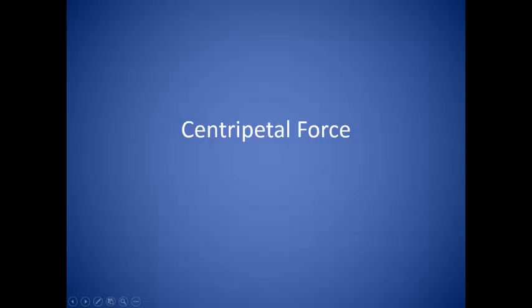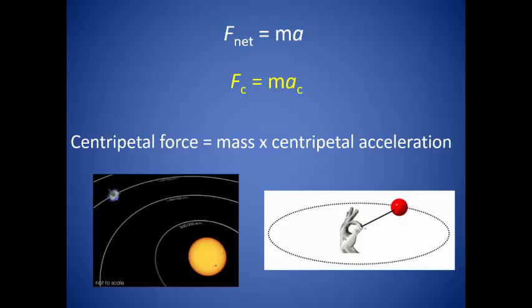Since an object moving in a circle is constantly accelerating, there must be some net force acting to cause that acceleration. We define that net force as centripetal force. Now we know that the net force acting on an object is equal to its mass times its acceleration. In the case of circular motion, there must be some force being applied towards the center of the circle in order to keep it moving in that circle.